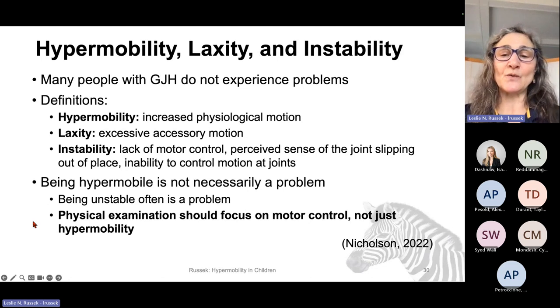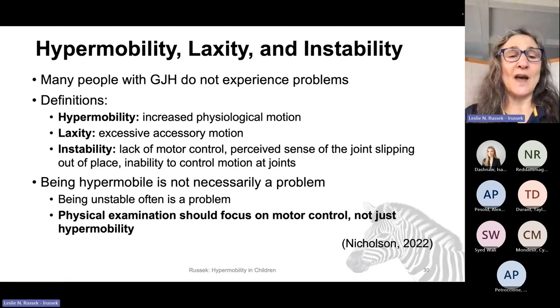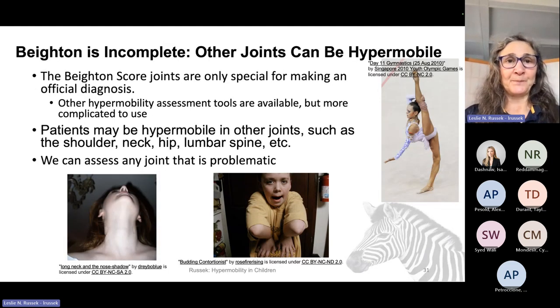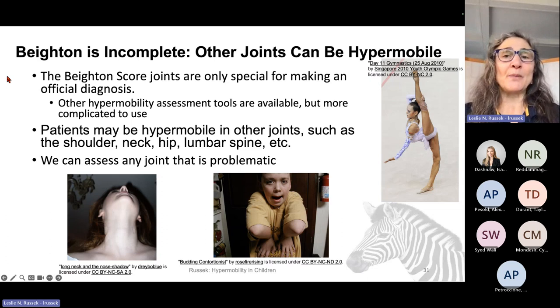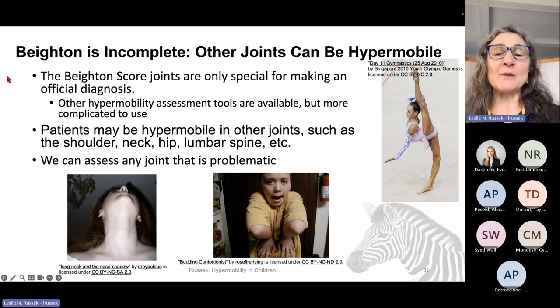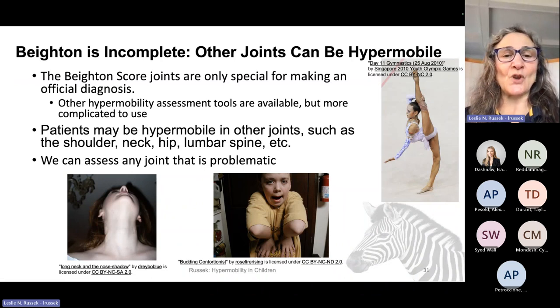So the physical exam should focus on the motor control, not just hypermobility. I don't want to just know how many joints they can move. I want to know whether they can control those joints. The Beighton score that I showed you before is a good starting point, but other joints can be hypermobile, and they can be hypermobile in other planes than the sagittal plane. So in this young lady, that's an excessive amount of neck extension.